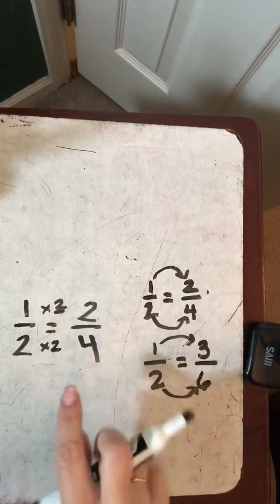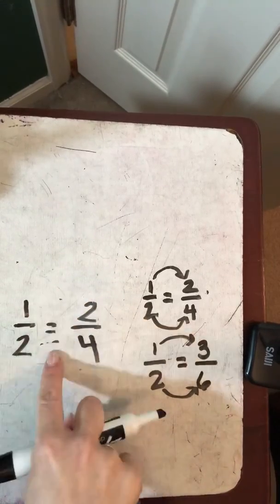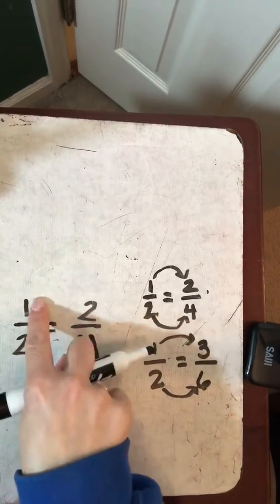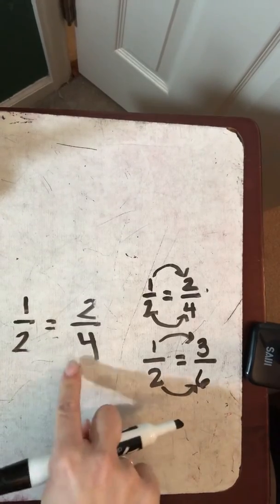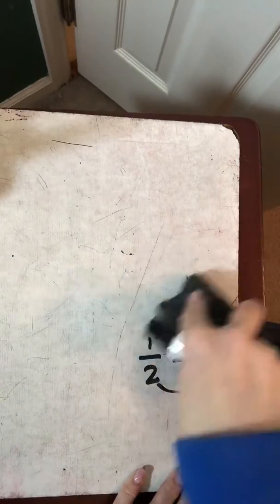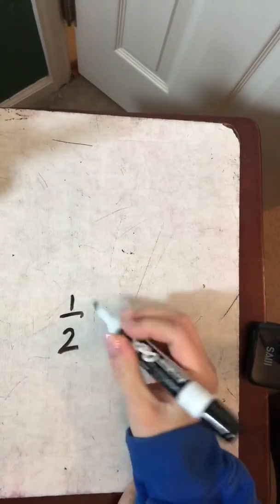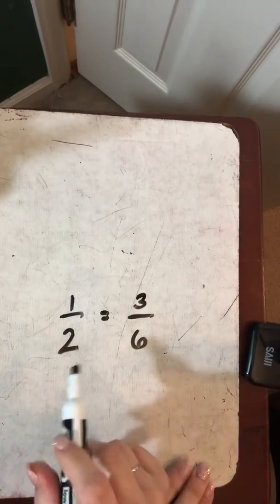1/2 is equal to 2/4 because in both circumstances, I multiplied the numerator and the denominator by the same thing. I multiply this by 2. 1 times 2 is 2. I multiply this times 2. 2 times 2 is 4. That's what makes them equal, or that's a trick to figuring out if they're equal. Same thing down here. I'm going to move the 1/2 and the 3/6 over. 1/2, 3/6.